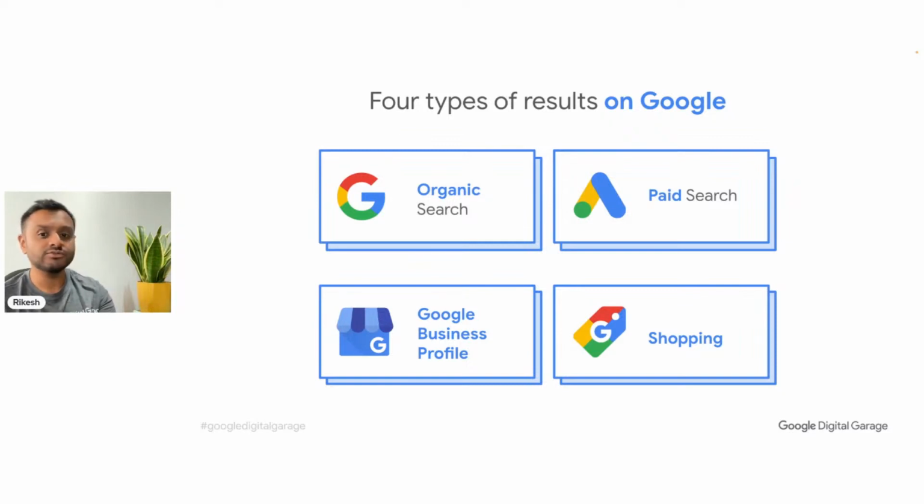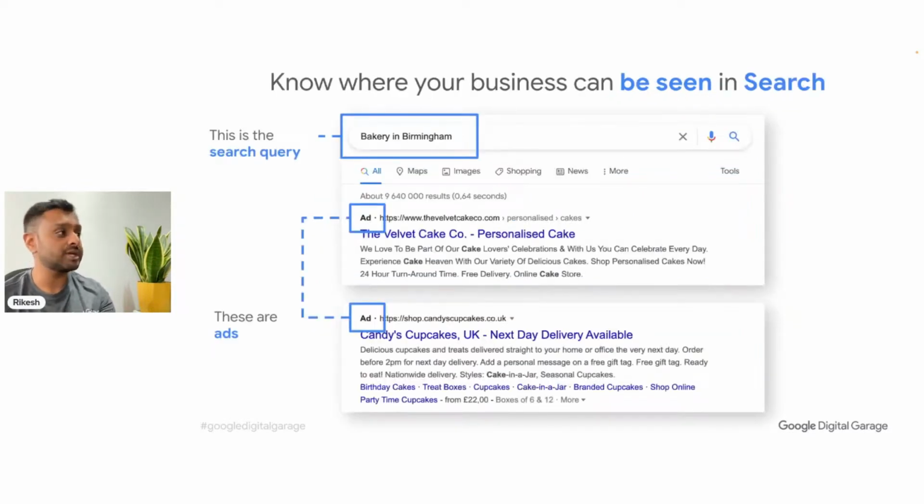So let's actually have a look first and foremost at a Google search engine results page. So we've got a search query where we type in what's known as a keyword. So keyword means either a singular word or multiple words in terms of a sentence. So it could be bakery in Birmingham. It could be vegan bakery in Birmingham.